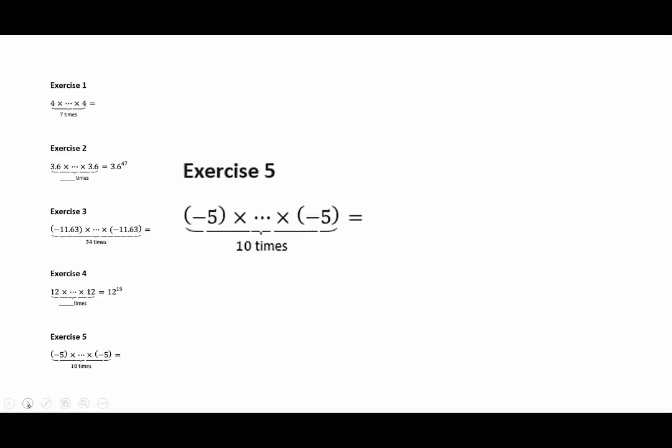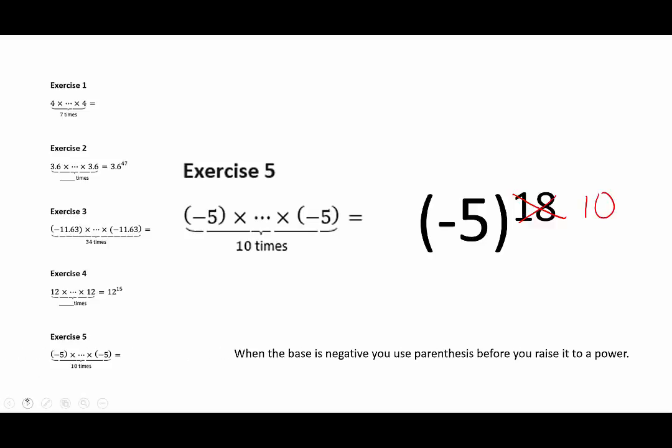In exercise 5, we have the negative here. You can see how it's negative in the parentheses each time, multiplied 10 times. So we're going to write that as negative 5 within the parentheses raised to the 18th power, which is wrong. That's going to be raised to the 10th power. Everybody makes mistakes, right? When that base is negative, we're going to use parentheses before you raise it to a power.